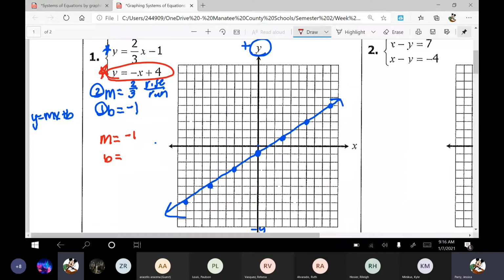And your slope, remember, it's a rise over run, so you want it to be a fraction. So you can always turn any number into a fraction by putting it over another invisible 1. So that's going to be your slope for our second equation. And then our y-intercept b is +4. And from there, we can start graphing it.